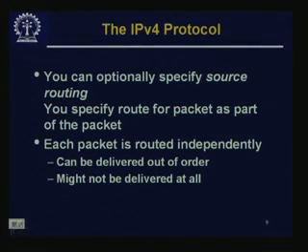For example, if you remember, our BGP uses source routing, but anyway in general for internet packets it is possible to do source routing, but this is somewhat limited because the number of hops you can specify becomes restricted because of some limitations of the IPv4, IP version 4, protocol structure. We will come to that later on. And each packet is routed independently. That means they can be delivered out of order or might not be delivered at all.